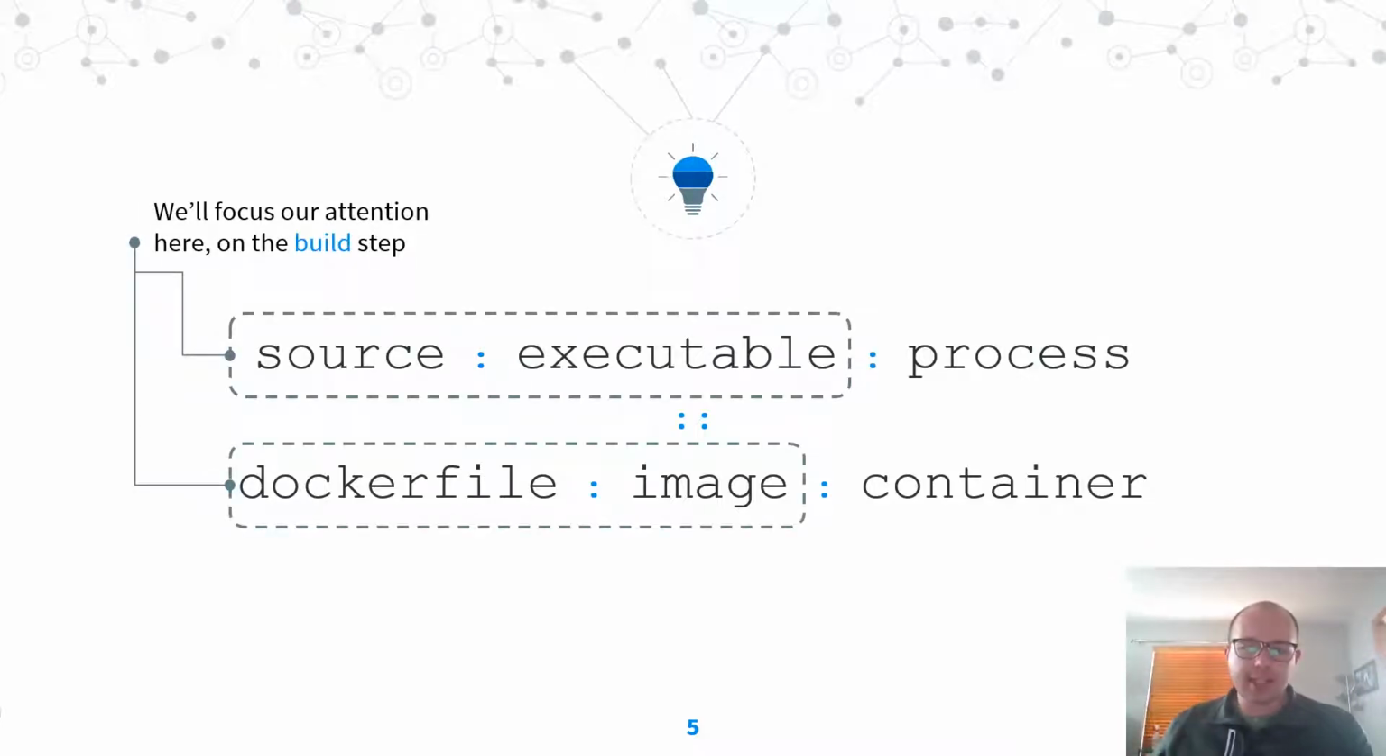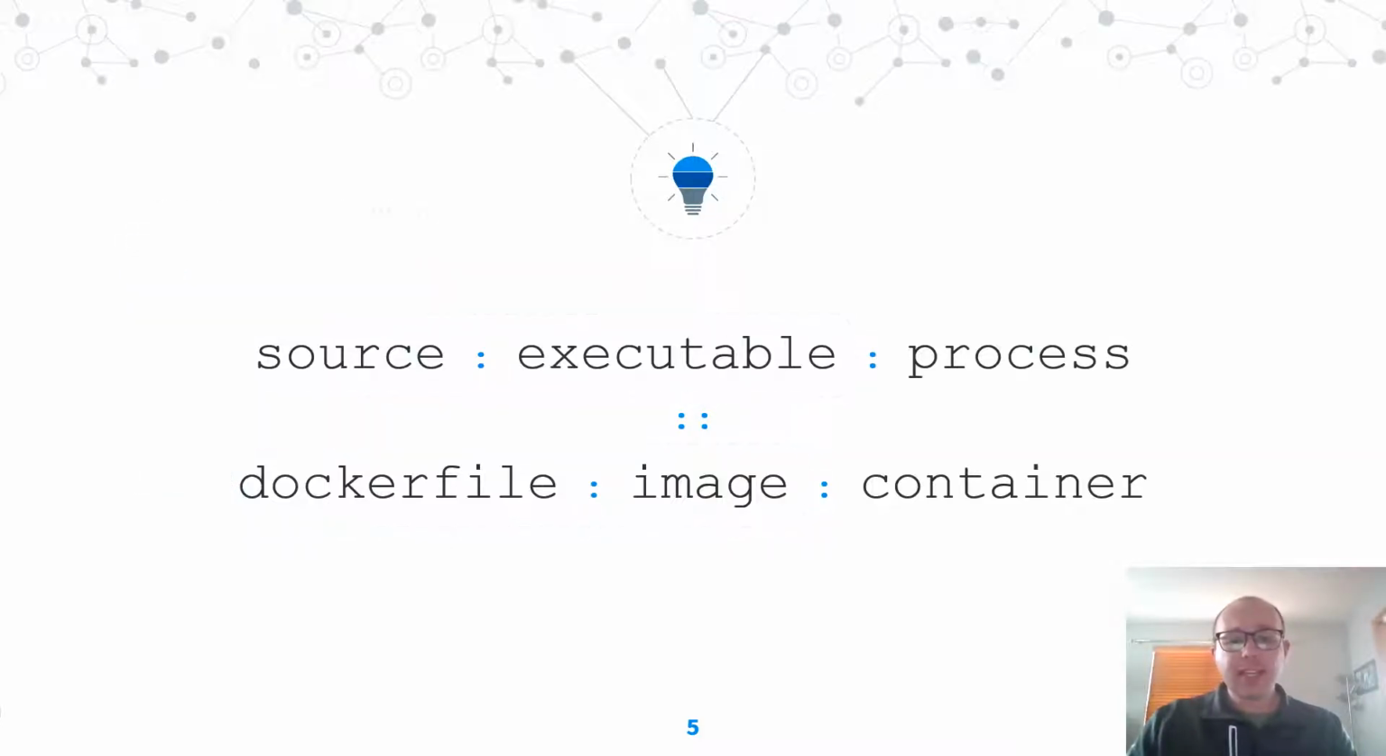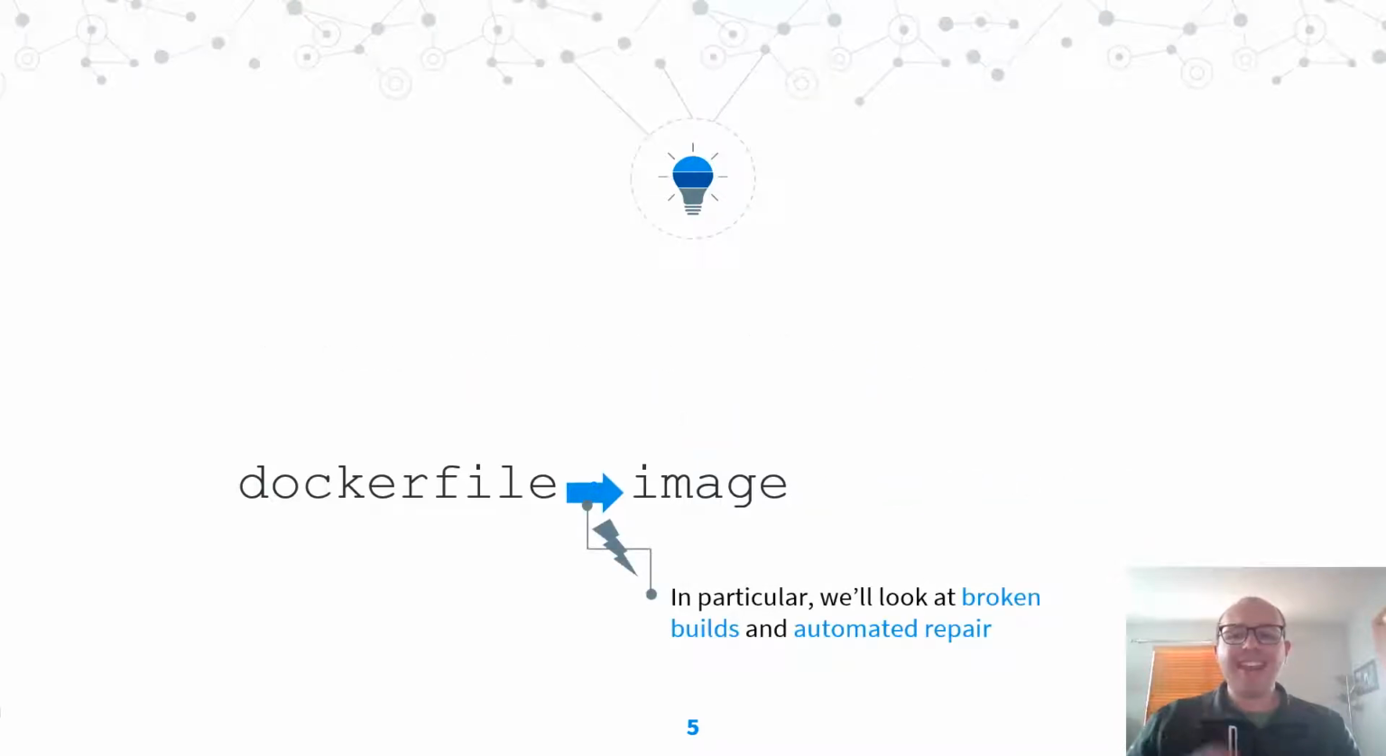In this paper, we're interested in build time. So we're not interested in runtime, anything dynamic, what's happening when containers are running. We're interested in this build step when you go from the source level artifact that is a Dockerfile to a Docker image. And in particular, we're interested in the cases where you're trying to build a Docker image from a file and things break down, the build fails. In those cases, hopefully we can pull off some automated repair.